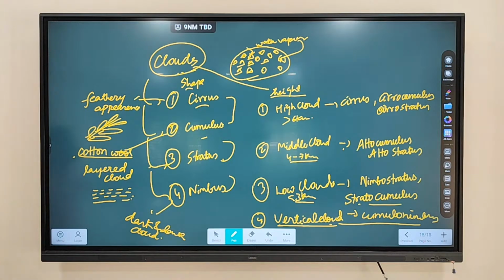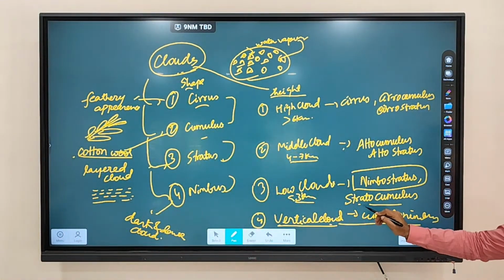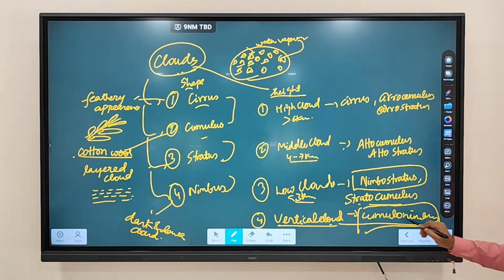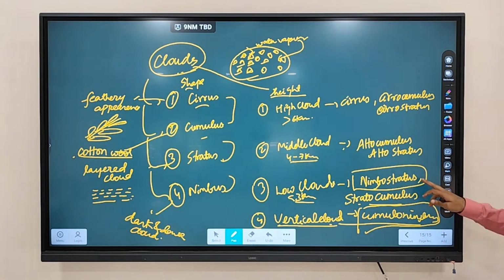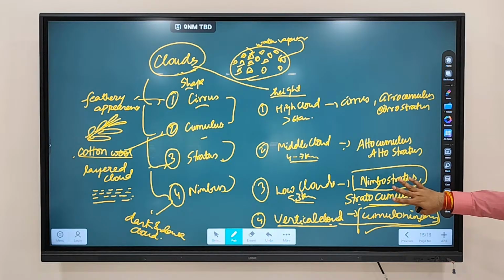So which type of clouds are going to produce rainfall? As we discussed, nimbus has to be there. So which is producing rainfall? Your nimbostratus type of cloud or your cumulonimbus type of cloud. Clear? So we discussed, based on their height, you can have high cloud, middle cloud, and low cloud.